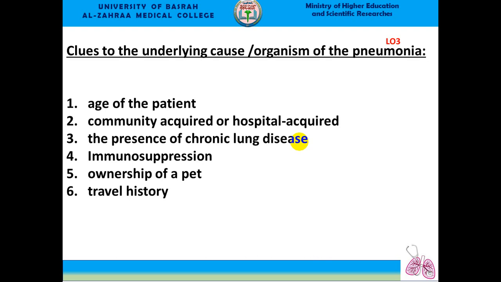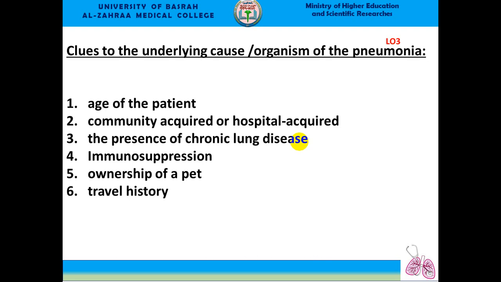Third is the presence of a chronic lung disease. Those with a chronic lung disease are more prone to certain types of microorganisms. Fourth is the immunosuppressed people. As we said, people who are immunocompromised, Pneumocystis jirovecii pneumonia is the most common culprit. Those who own pets like cats, dogs, birds, other animals, according to the type of pet, we should suspect the type of microorganism. So a very important question that we should ask the patient: do you have a pet at home or not?